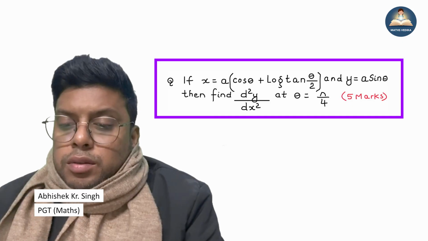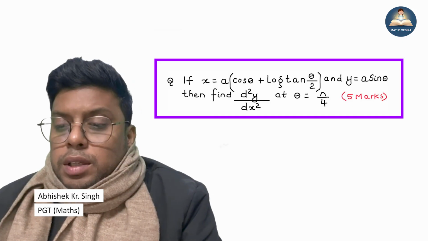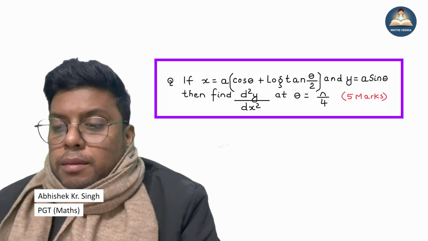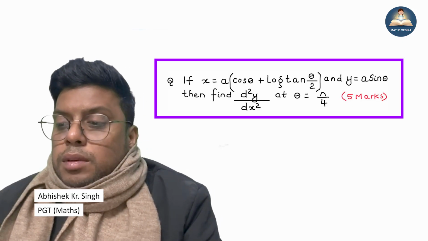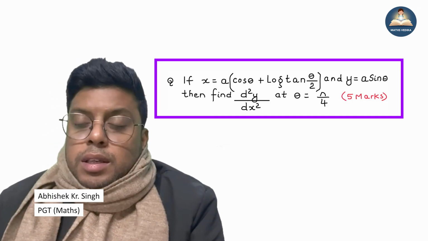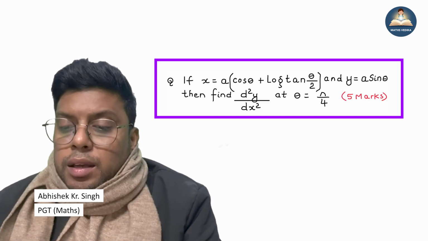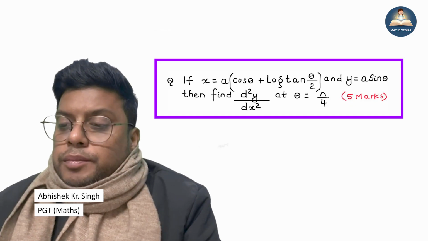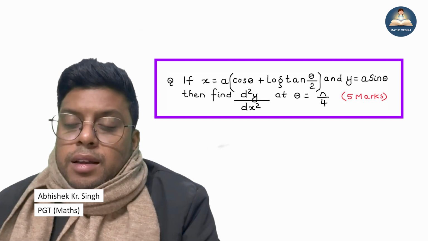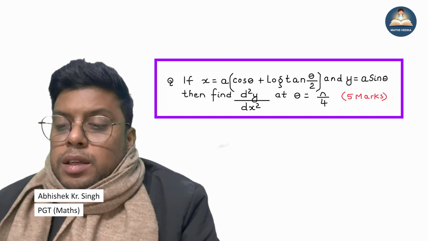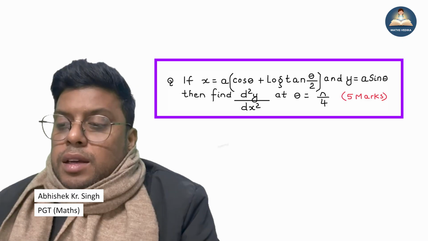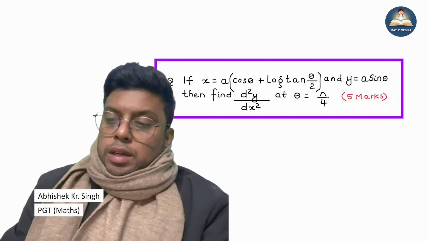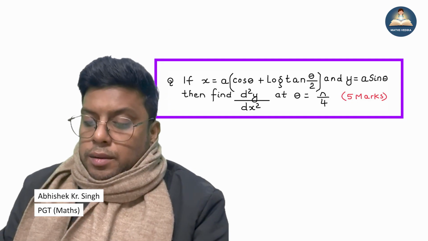So today we are going to discuss a question which was asked in the CBSE Examination 2025, and this question is from differentiation. So the question is, if x is equal to a (cos theta plus log tan theta by 2) and y is equal to a sin theta, then we have to find d2y by dx square at theta is equal to pi by 4, and this question is of 5 marks. So let's start solving it.